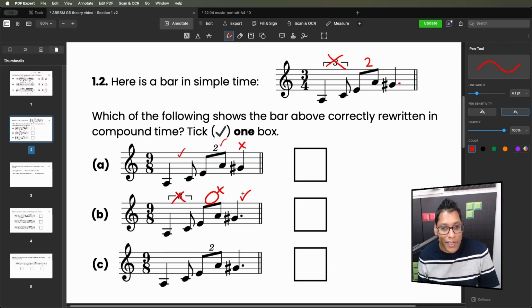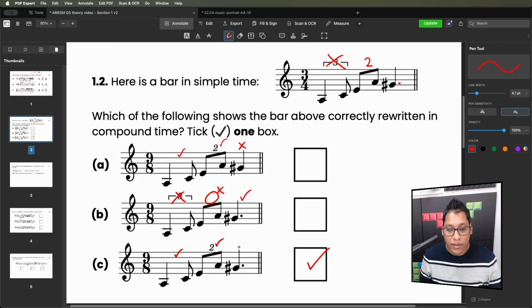Two of the details were correct in option A, only 1 is correct in option B. So that means that C is our correct answer, and let's see why. This first beat here is part of a group of 3, which is normal. So we do not need to put any number 3 on top of that group. So that's just normal notes. That's absolutely fine. The group of 2 is not normal, so we do need to indicate that it's a group of 2. That is also correct.